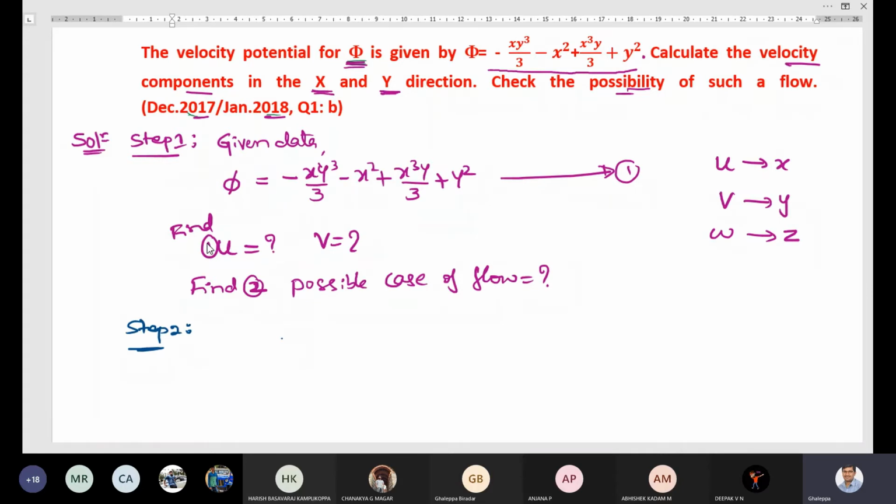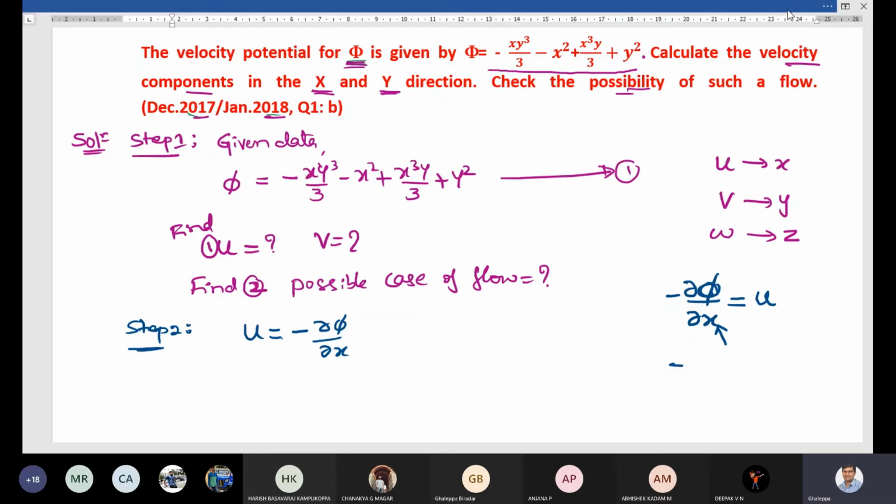Step number 2, velocity component u is equal to minus dou phi by dou x, because we already discussed the definition. What is the velocity potential function? It is the negative derivative of the velocity potential function with respect to x direction, which is equal to velocity in that particular direction. Here I have considered x direction, velocity in x direction is u. Similarly, you write the formula. These are based on definitions, all of which we discussed in the previous video lectures. Click on this link, you will understand.